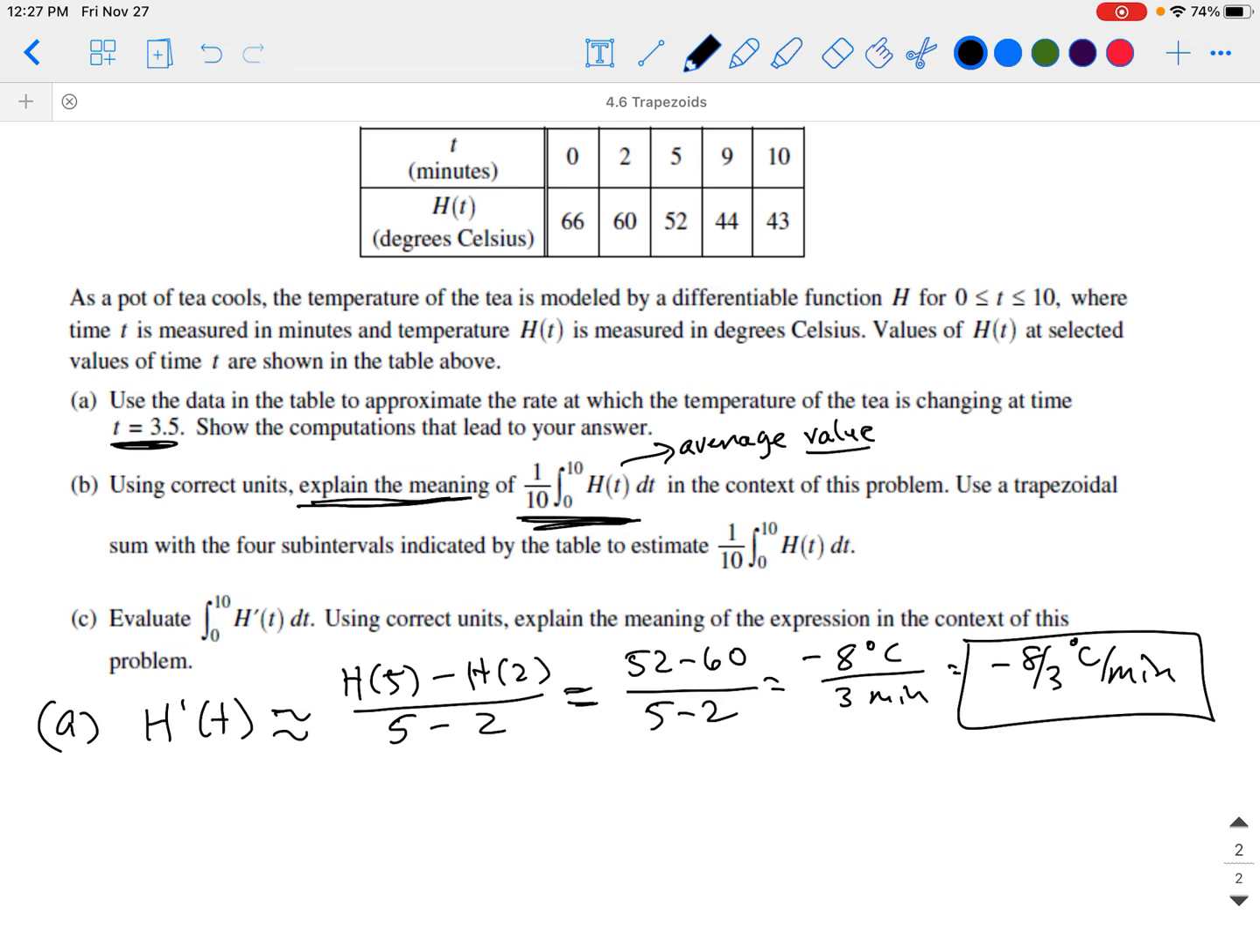And the average value in this case is the average value of h. So it's going to be the average value of h of t on that time interval 0 to 10. So this is going to tell us what the average temperature is on that time interval, right? And so we're going to take the approximation of the area underneath that height curve and divide it by time, so 10 minutes.